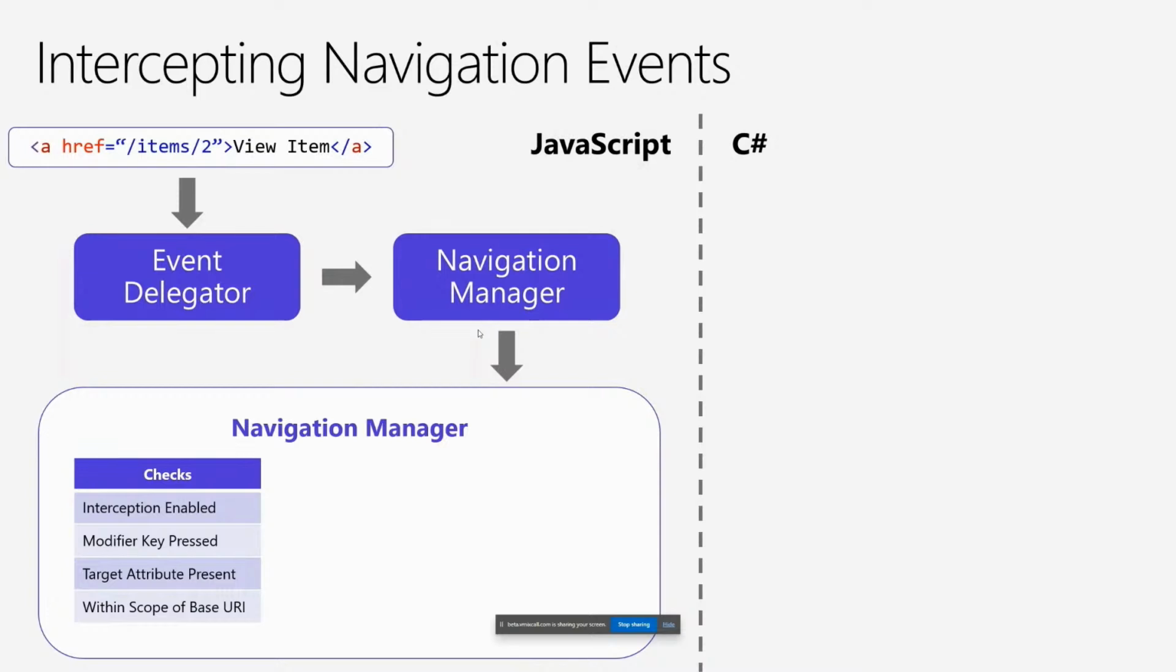And then the final check is to see whether the route that we're actually trying to get to is even within the scope of the base URI for a Blazor application.